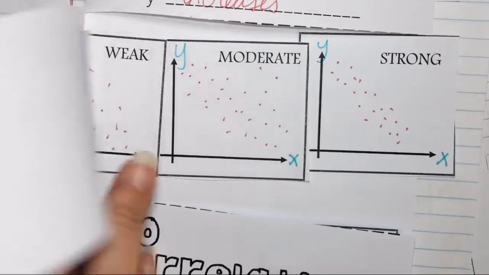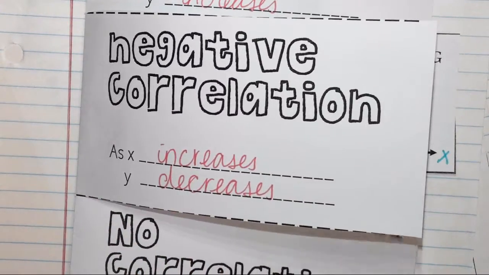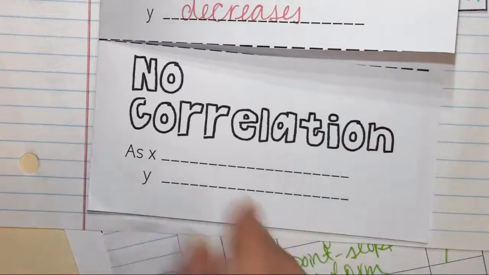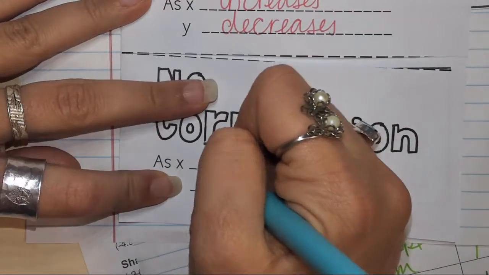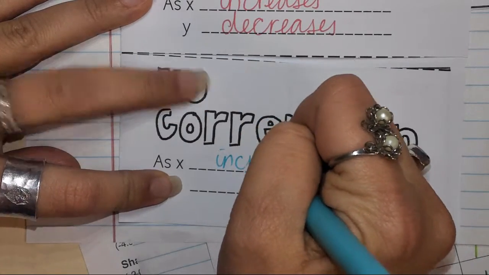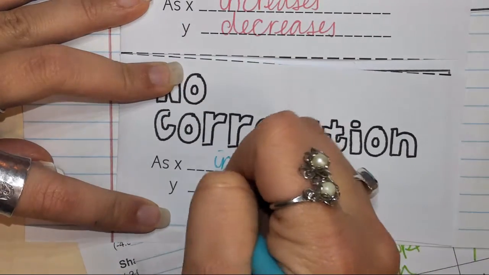Alright, so positive correlation it increases, negative correlation it decreases, no correlation you can't tell. So as X increases, what does Y do? Whatever it wants.